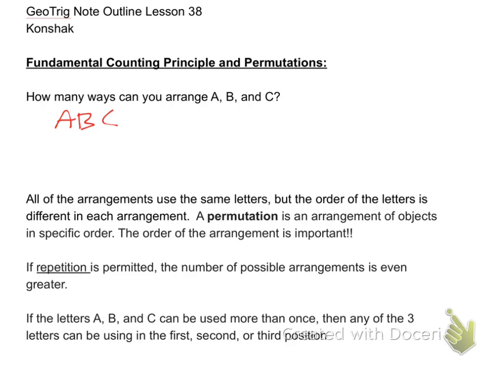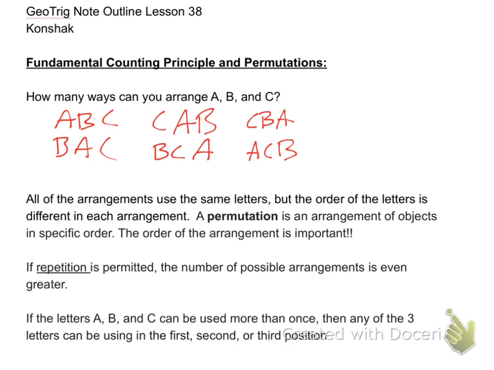A, B, C, right? B, A, C. Then C, A, B. B, C, A. You can use the letters more than once, but you can't rewrite A, B, C. C, B, A. There's no D. A, C, B. Any others? I think that's it. There should only be 6.